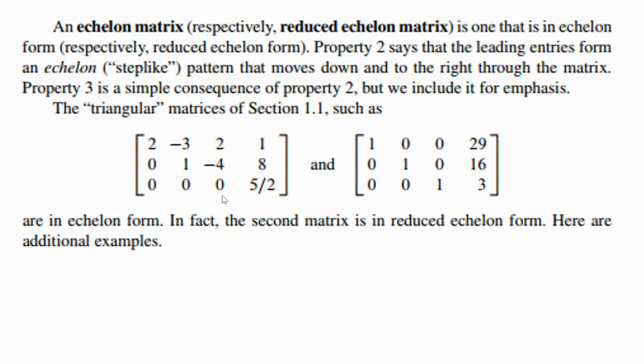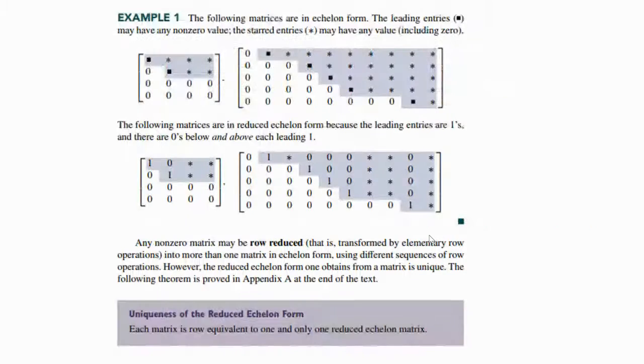All right, so an echelon matrix or a reduced echelon matrix is one that is in echelon form, reduced echelon form. And so that says that the leading entries form an echelon, that is a step-like pattern that moves down and to the right. So you see you've got a step-like pattern here, and a step-like pattern here, moving to the right. So these were triangular matrices, and these are in echelon form. And in fact, this matrix, since those are all ones, is in reduced row echelon form, or RREF. Now, there are some additional examples talking about that.